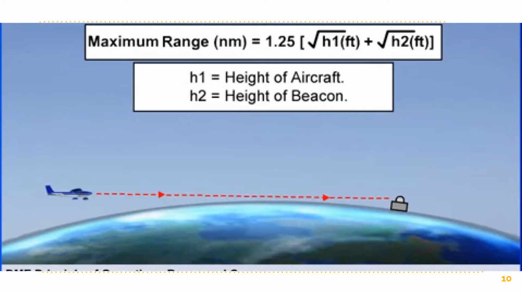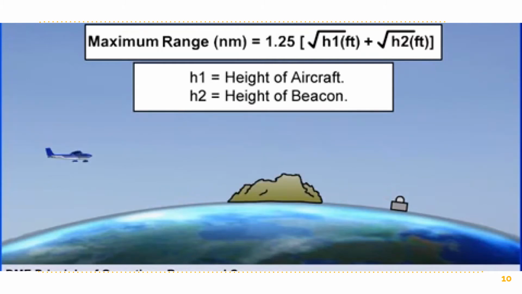DME transmission obeys the line of sight rule. Thus, the higher the aircraft is above the beacon, the greater the theoretical reception range. Maximum line of sight range is calculated using the formula shown. Intervening high ground means that in order to receive the DME readings, the aircraft must be at a higher altitude.